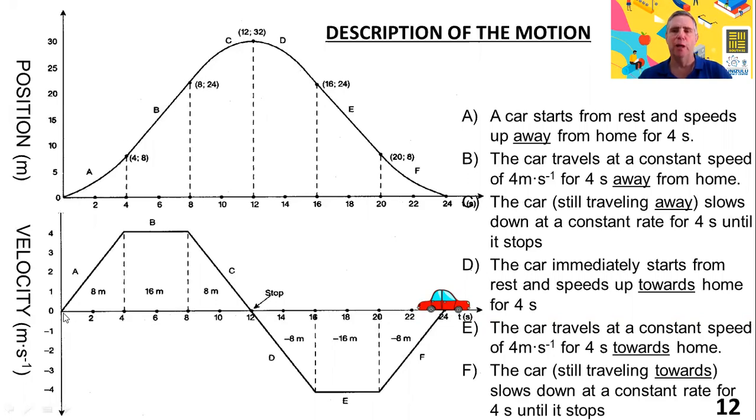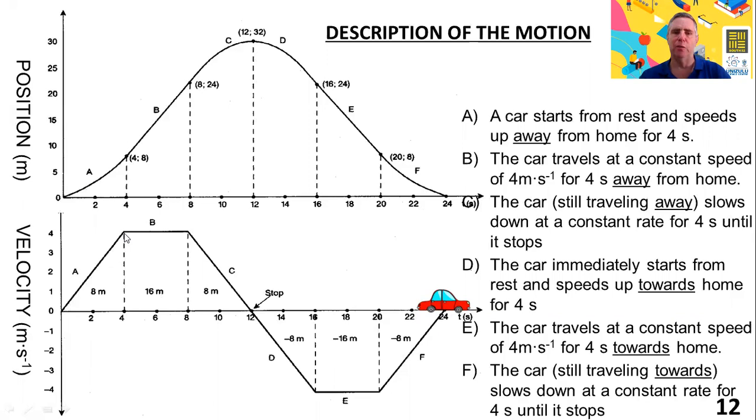So there's 2 times the car is at home, at 0 seconds and at 24 seconds. But there's actually 3 times that the car has stopped. Can you work out at what times the car is stationary? Of course at 0 and 24 when it's at home, but actually also at 12 seconds when it turns around, it's momentarily stationary. So looking at the description, the driver leaves home and presses the accelerator and speeds up away from home for 4 seconds.